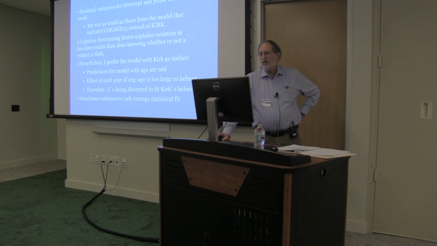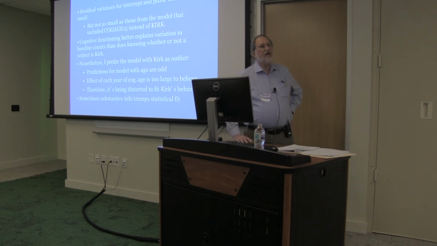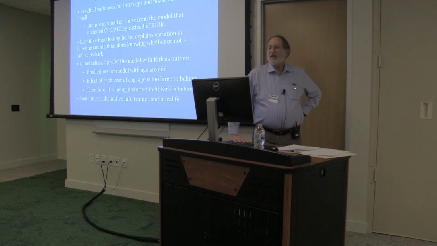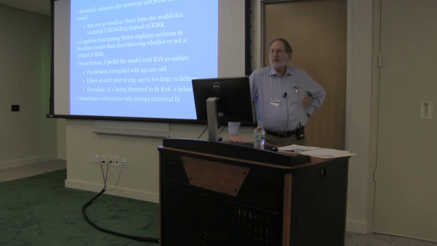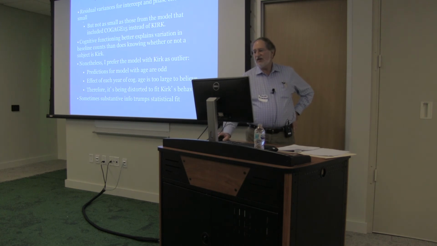It turns out that if you compare the two models, cognitive functioning does a better job of explaining variation in baseline counts than does knowing whether or not the subject was Kirk. But I prefer the model with Kirk as an outlier because the predictions for the model with cognitive age are really odd. And the effect of each year of cognitive age is too large to believe, and therefore it's being distorted to fit Kirk's behavior.